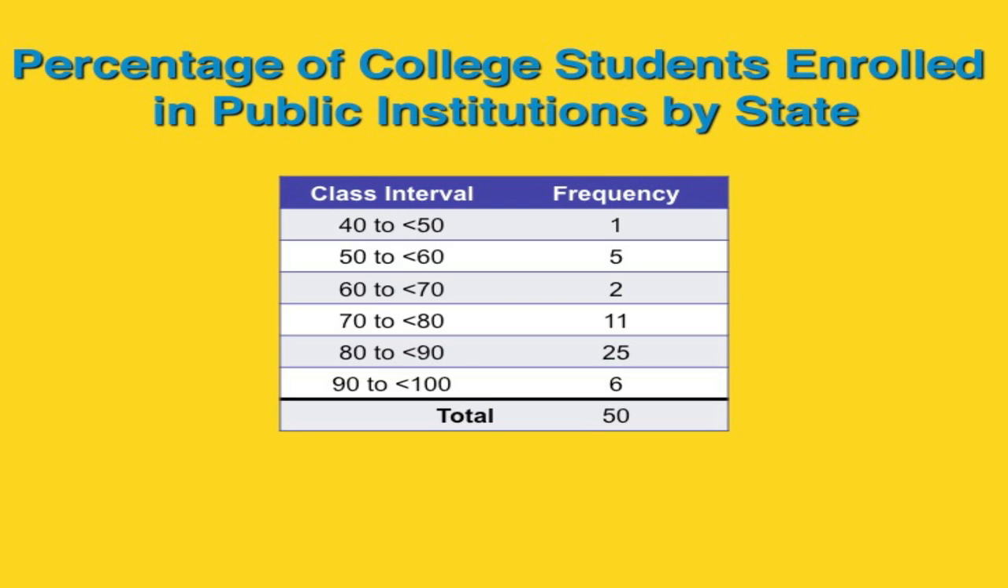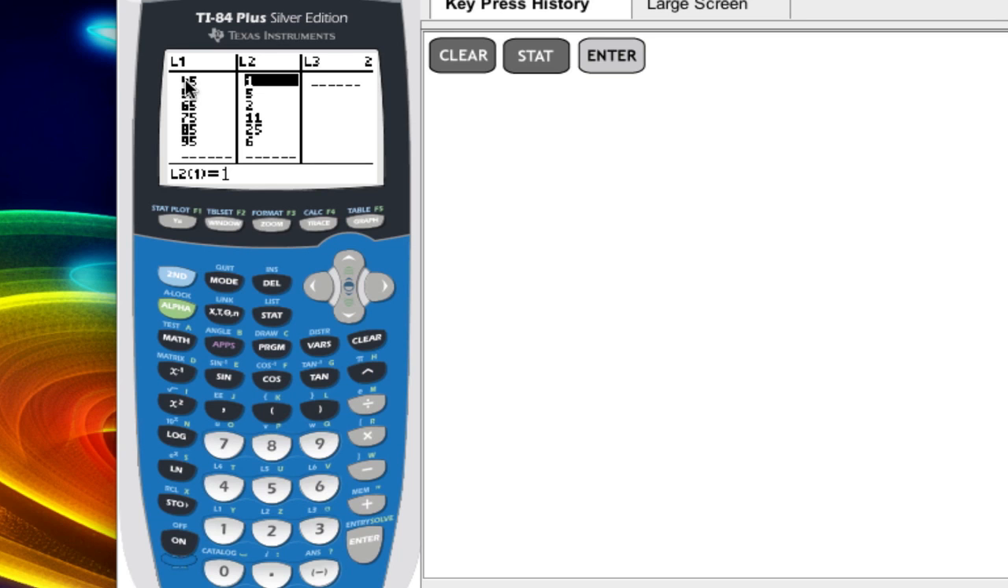If your summary information is not raw data, but is actually grouped according to intervals, you have to enter 2 arguments. The example here is in list 1, we have the percentage of college students enrolled in public schools, and list 2 is the 50 states and the number that appear in this interval. So from 40 to 50, there's one state that has that percentage enrolled in public schools, whereas anywhere between 90 and 100% of 6 states have students enrolled in public schools.